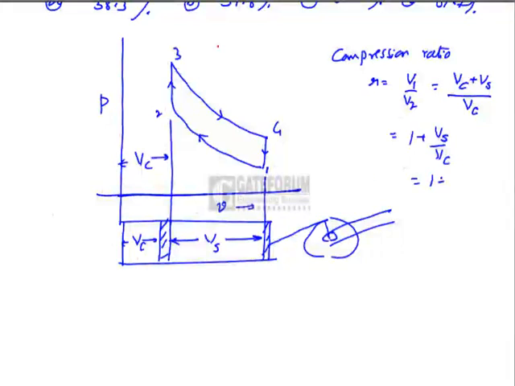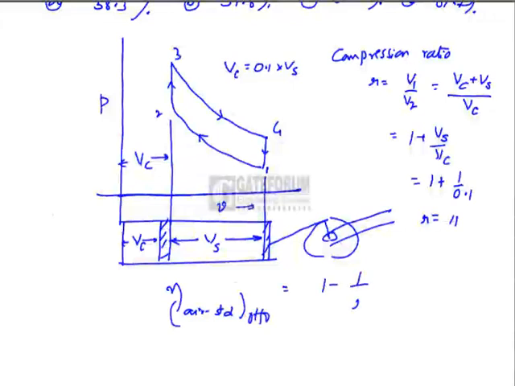This is equal to 1 plus... He has given in the problem that Vc is 0.1 into Vs. Therefore, the ratio Vs by Vc will become 1 by 0.1. Then the compression ratio is obtained as 11. Then the air standard thermal efficiency of the Otto cycle is equal to 1 minus 1 by R to the power of gamma minus 1, 1 minus 1 by 11 to the power of 0.4, taking gamma as 1.4. The answer shall be 61.7% air standard thermal efficiency.